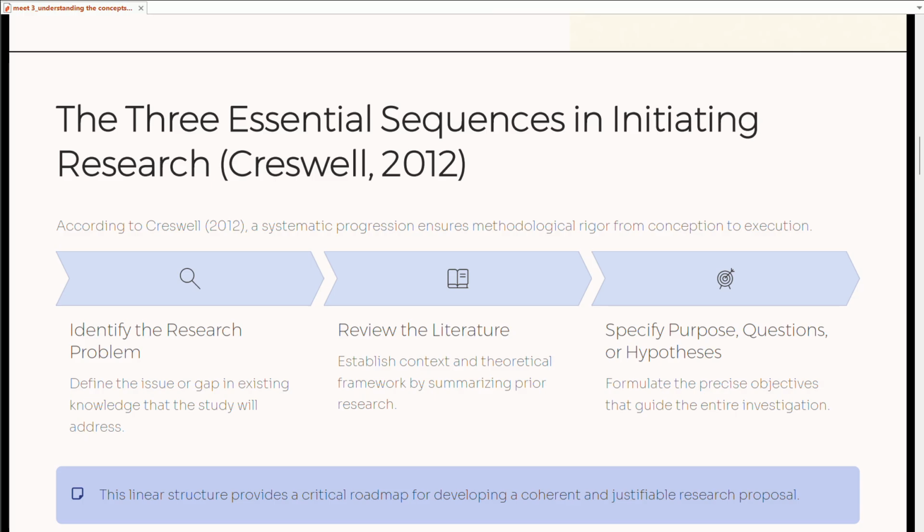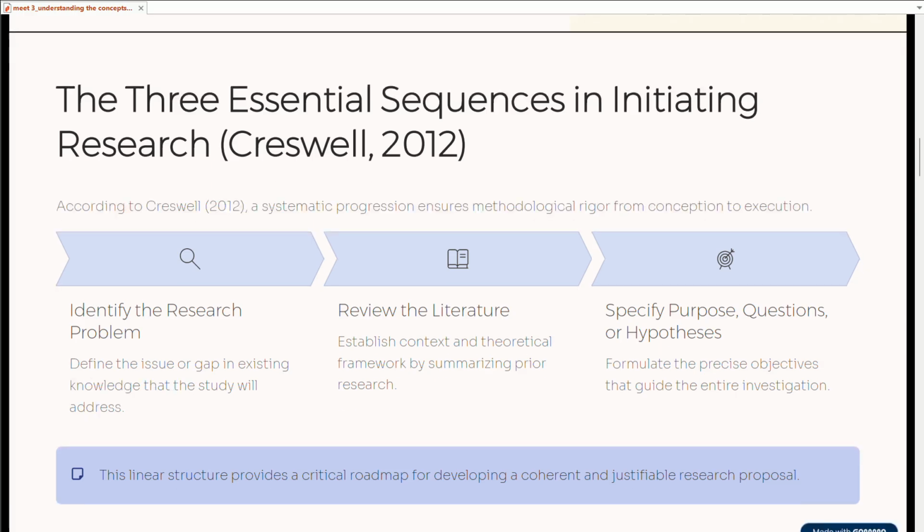So it is very, very important to pose a question. So you have the problem, you have the question, and then you try to find the answer by using some specific tools. That is actually research. Well, this linear structure provides a critical roadmap for developing a coherent and justifiable research proposal.